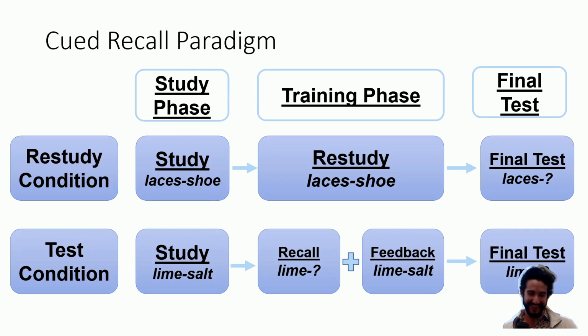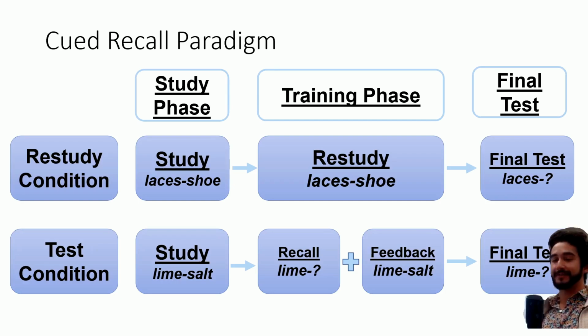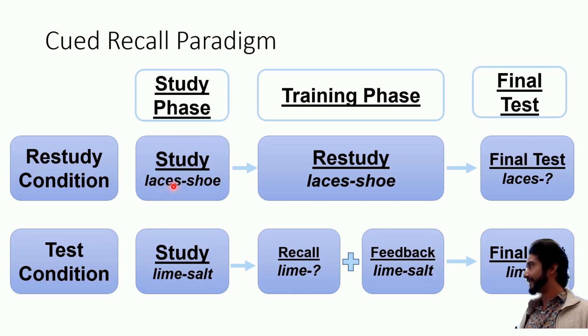Well, you just asked the perfect question right in the next one. One of the important things I haven't mentioned yet is what the design of these studies is. How our lab typically designs these studies, and most labs do too, is there are two conditions: the restudy condition and the test condition. When you first start, you learn initial word pairs, so you study laces shoe. Then you go immediately into the training phase, and for the restudy condition you study those same word pairs again, laces shoe. Then after some retention interval, like coming back to the lab 2 days later, you're shown the cue word and asked to recall the target word, shoe.